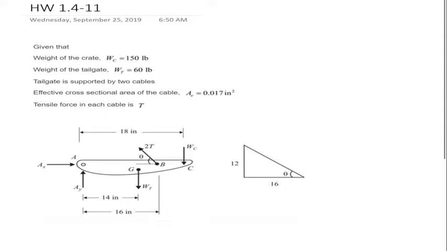Okay, so as it's given here, we have a crate with weight of 150 pounds. The weight of the tailgate is 60 pounds, and the tailgate is supported by two cables. The effective cross-sectional area of the cable is 0.017 inches square, and the tensile force in each of the cables is T.